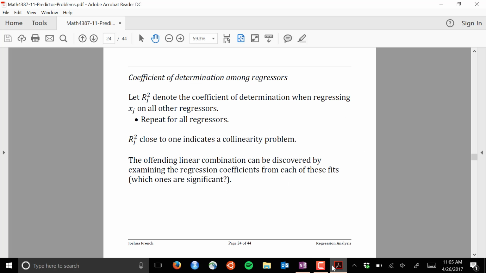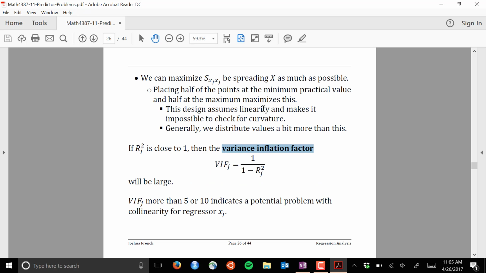So just going back to this slide right here, if we're trying to identify which regressors are linearly related to one another based on the variance inflation factor, we would identify the regressors that have a large variance inflation factor, and then we could, if we wanted to, regress that regressor on all the other regressors and figure out which coefficients are significant. And that would give us an idea of which linear combination is problematic.